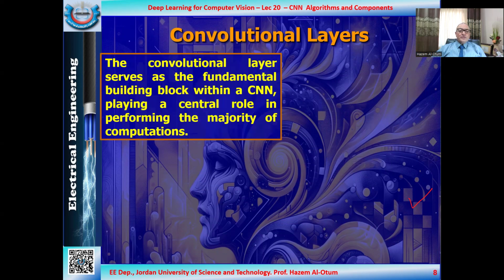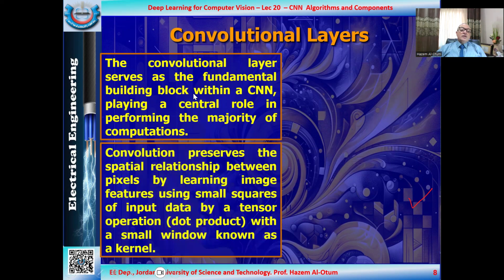So the convolution layer, what does it stand for? It serves as the fundamental building block. The CNNs are based on convolution layers, where we apply the convolution operation on the input image, and it takes the majority of the computation in the deep learning neural network in this situation. So in CNNs, the convolution preserves the spatial relationship, so it actually preserves the relationship between the pixels in the spatial domain.